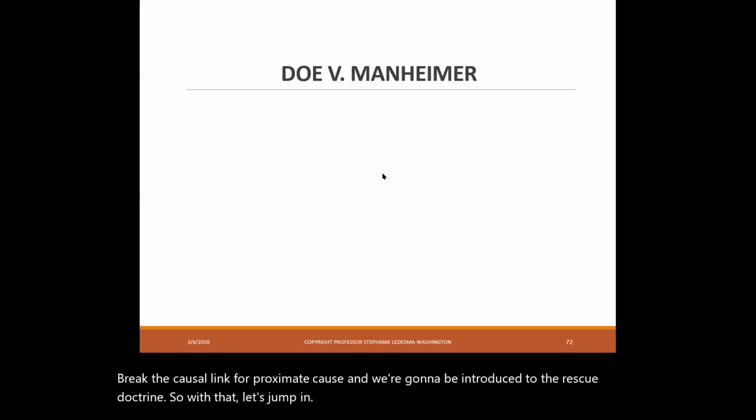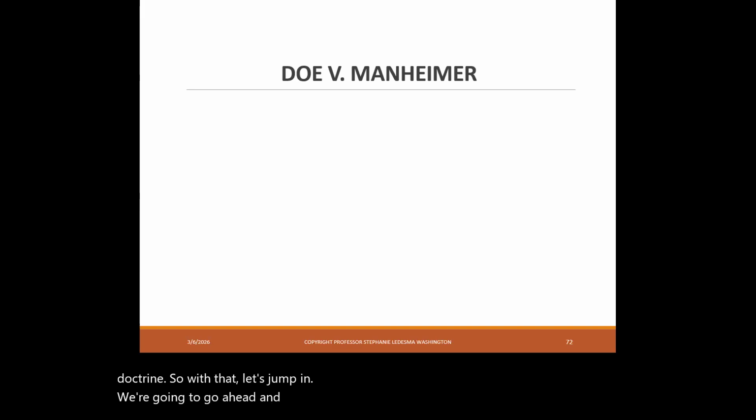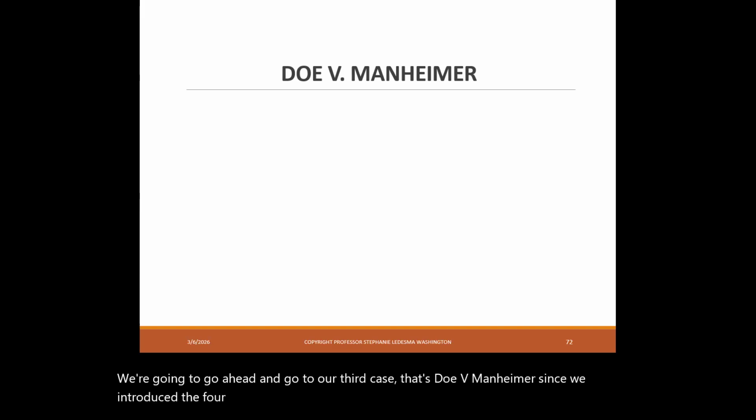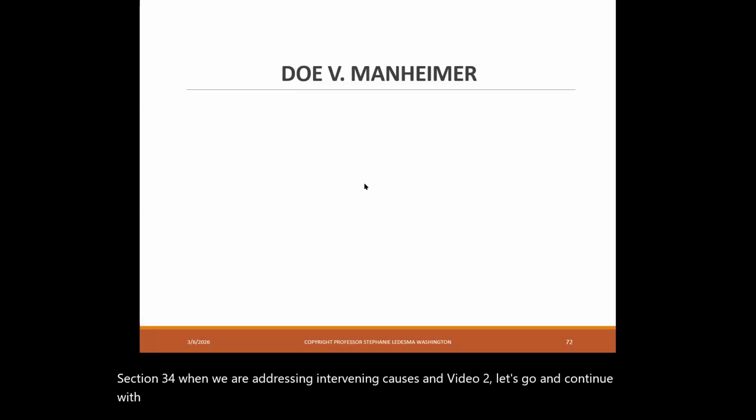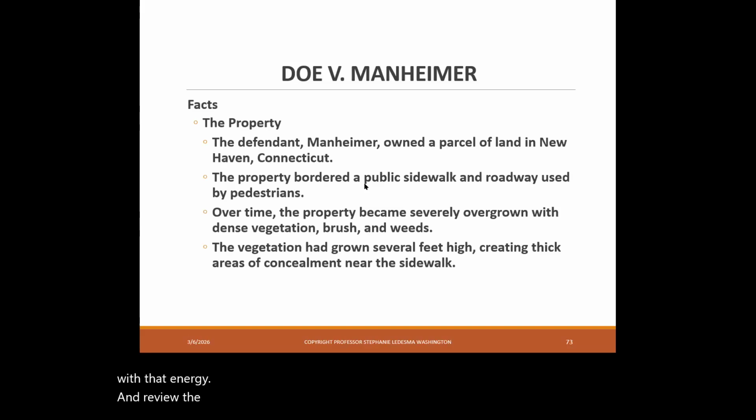We're going to go ahead and go to our third case. That's Doe v. Mannheimer. Since we introduced the 4-step algorithm for proximate cause under the Restatement Third of Torts, section 34, when we are addressing intervening causes in video 2, let's continue with that energy and review the case of Doe v. Mannheimer. So what are the facts that we need to know in this case?